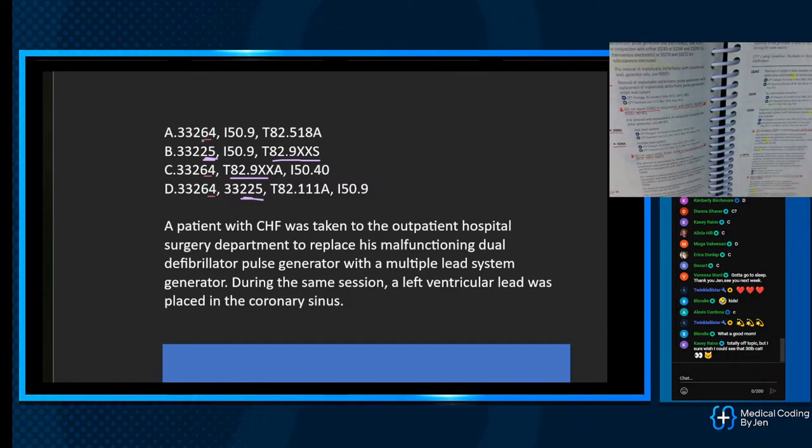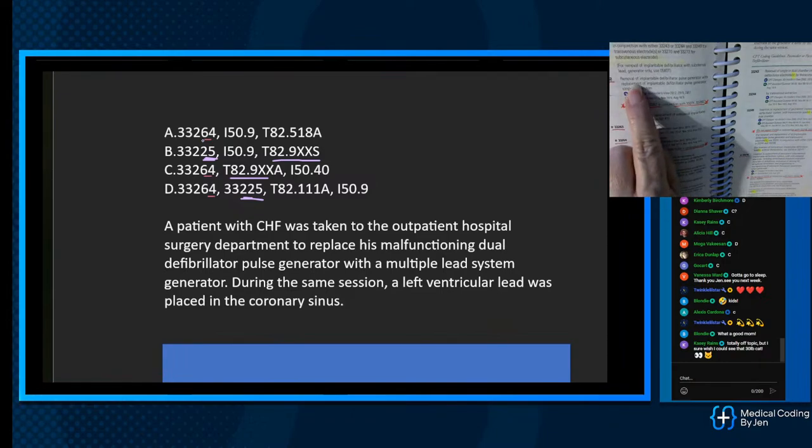Are we under the right header? 33264 is a child code. I can't do much with that one. I've got to go up to the parent. The parent is a removal of an implantable defibrillator, multi-lead system. Is that what we're doing today? We do have a malfunctioning generator. It does have multiple leads. And during the same session, a left ventricle lead was placed in a coronary sinus. So we did do the removal, so I do like our 64, but does 64 include placing a left ventricle lead?